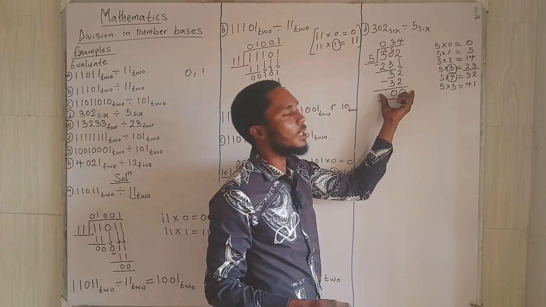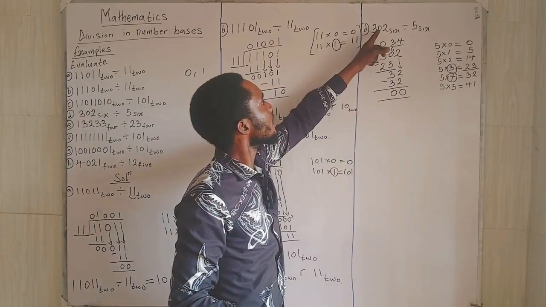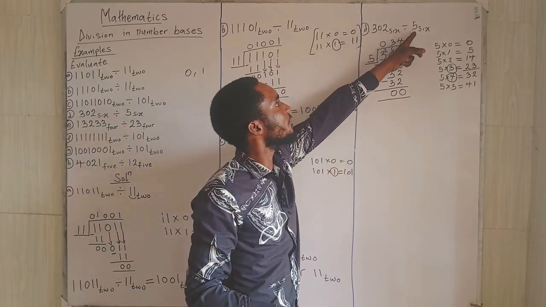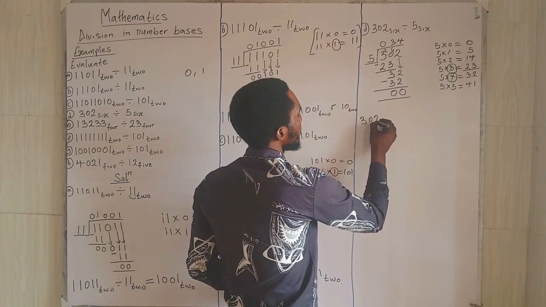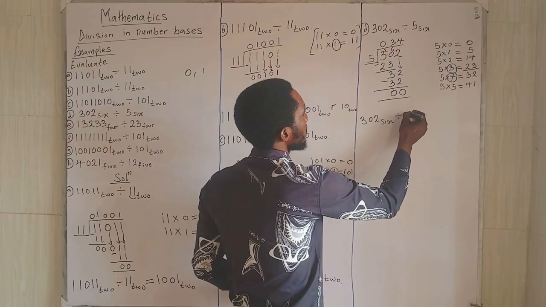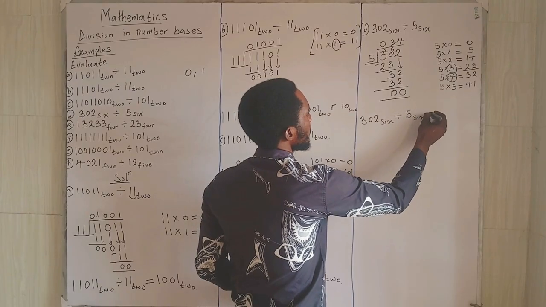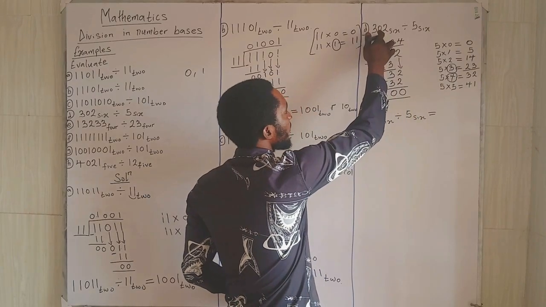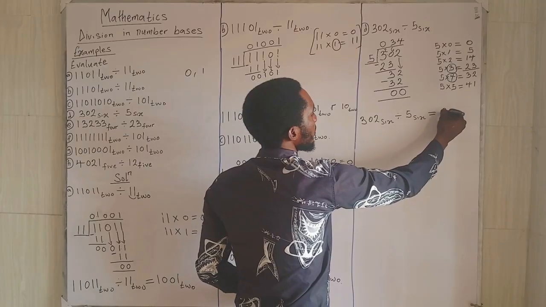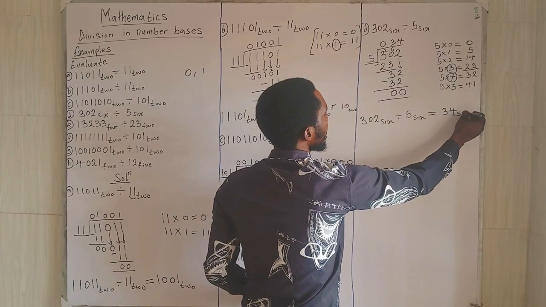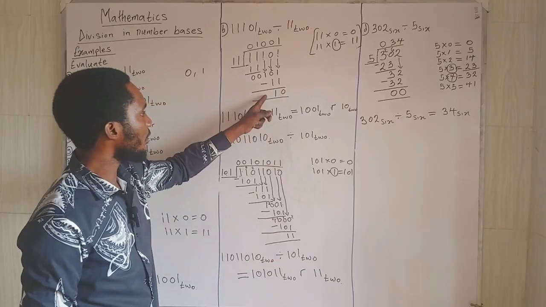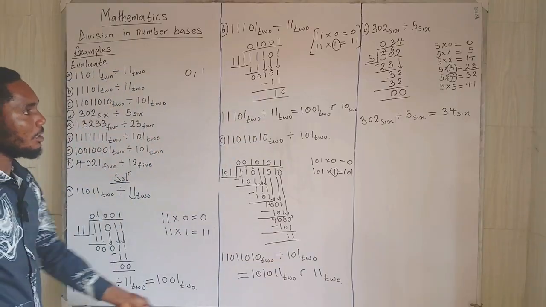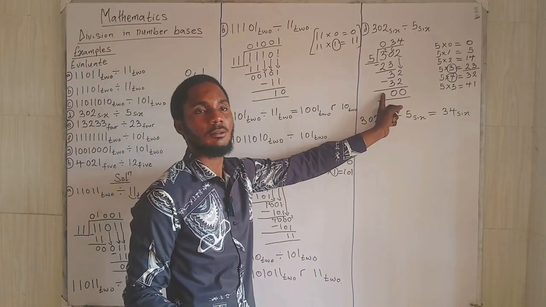Since we have 0 here, that means that 302 base 6 divided by 5 base 6 is, we are not going to write the first 0, 34 base 6, without any remainder. We don't have any remainder here, and also we don't have any remainder here.